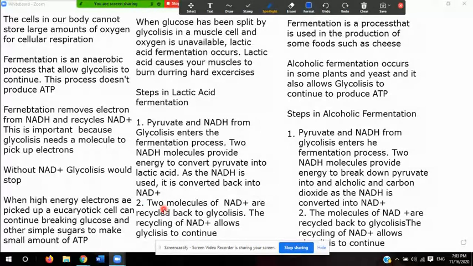And the second step says that 2 molecules of NADH, which brings us to our second step coincidentally, 2 molecules of NAD positive are recycled back to glycolysis. The recycling of NAD plus allows glycolysis to continue, and that is going to continue until our cells are oxygenated again. So the lactic acid fermentation process is not a very long process.